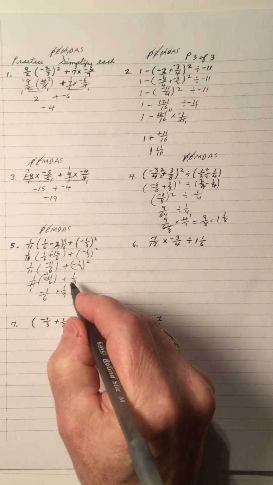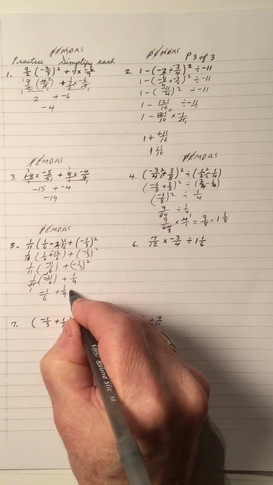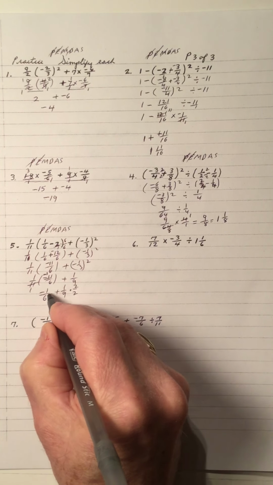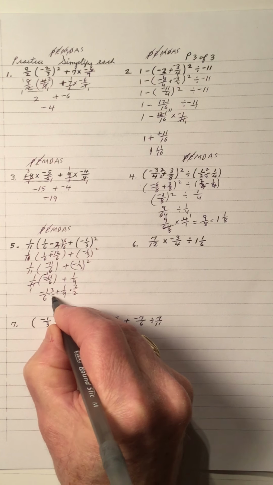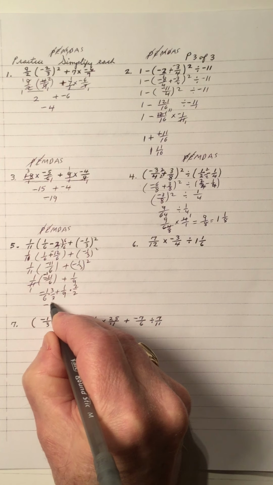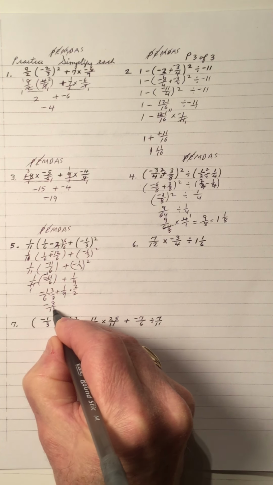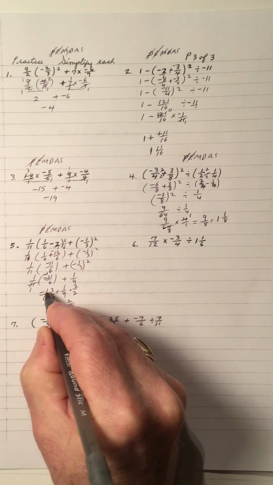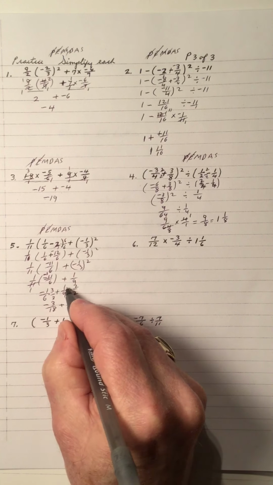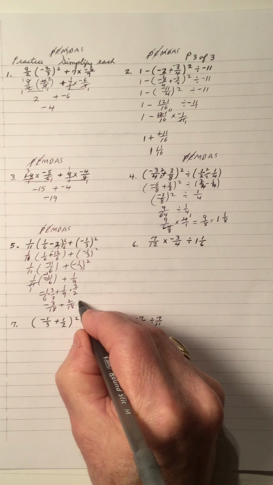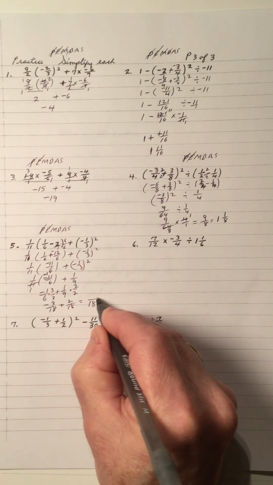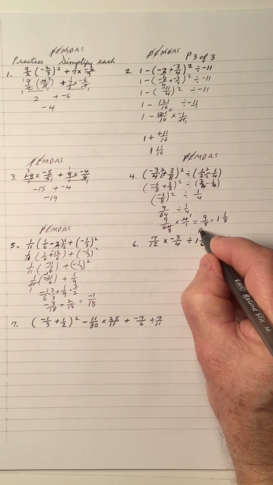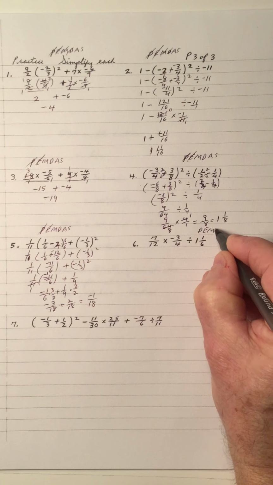And 1 times 6 is 6 plus 1/9. Common denominator for 6 and 9 is 18. So 18, 9 times 2 and 6 times 3. Negative 3 over 18 plus 2 over 18. You multiply negative 1 times 3, 2 times 1. Common denominator is 18, and you add up, you get negative 1 over 18. And we do PEMDAS, P-E-M-D-A-S again.